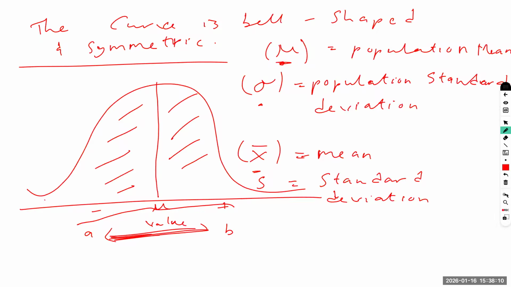So what you are going to look for is the interval between A and B. We draw a bell shape and estimate the intervals, maybe from A to B. Don't worry, it will be as simple and as easy as anything.